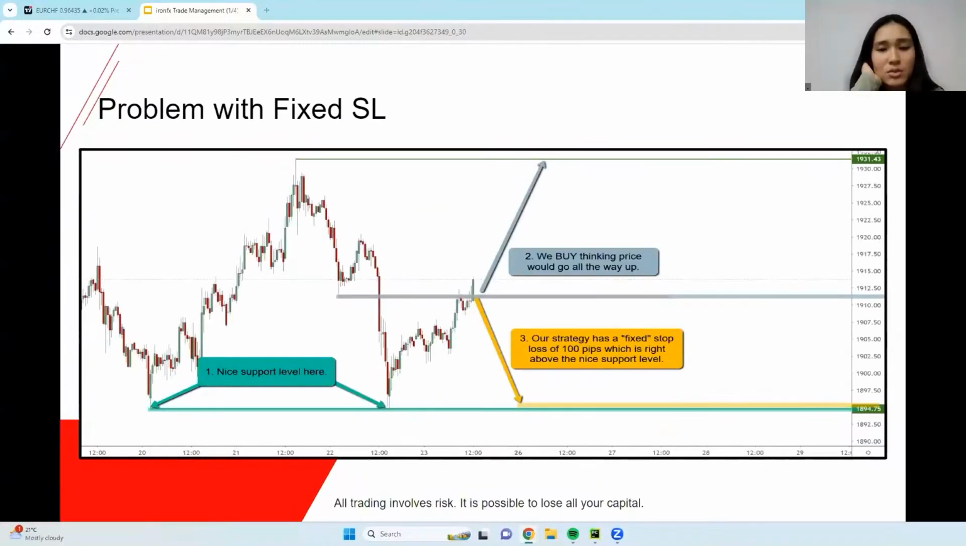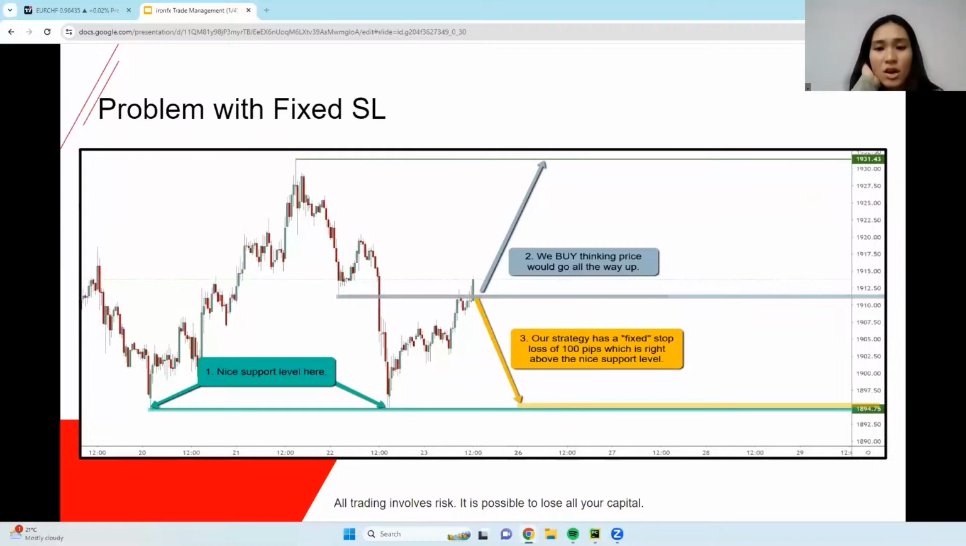So in this example, we are looking at why you shouldn't have a fixed stop loss. Here we have a support level with two swing lows in line with one another. You can see one swing low here and one swing low here. This gives us a really nice support level. Price has bounced off of this support level, and we are expecting price to continue to rise to the swing high resistance over here.